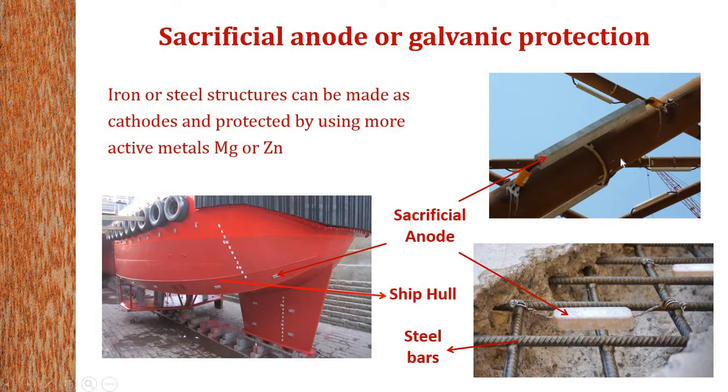So you can see here in the picture the steel construction is protected using a sacrificial anode. Iron bars or steel bars are protected by using sacrificial anode. So like this we can protect iron or steel structures by using more active metals like magnesium, zinc, or also cadmium.